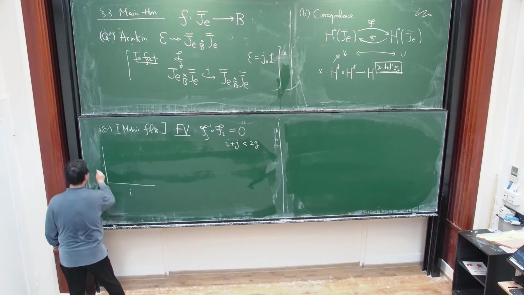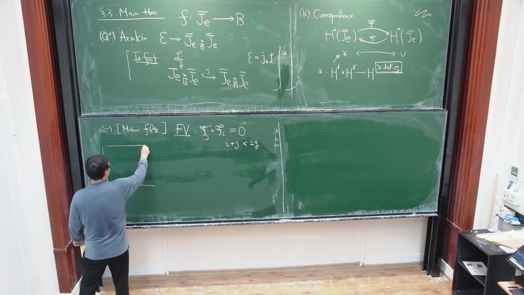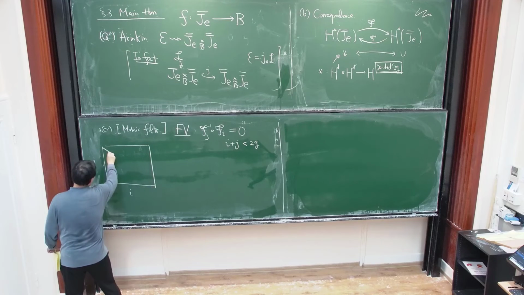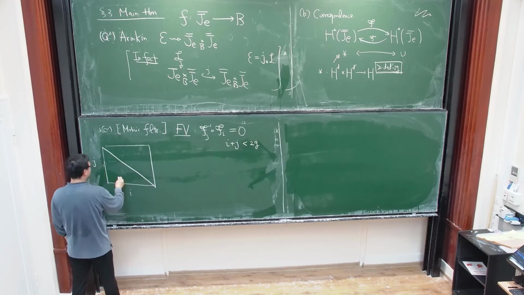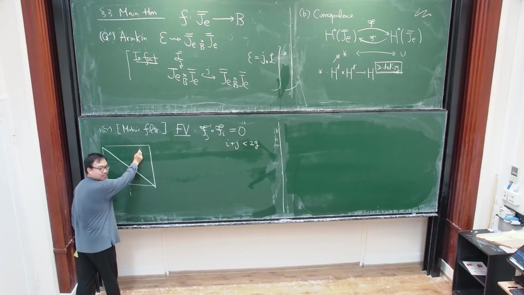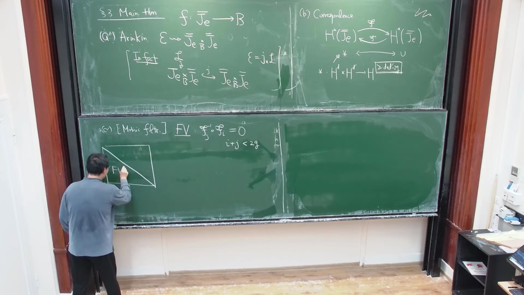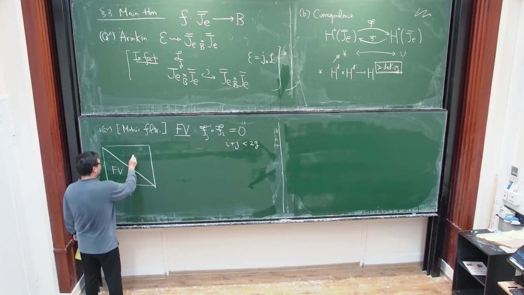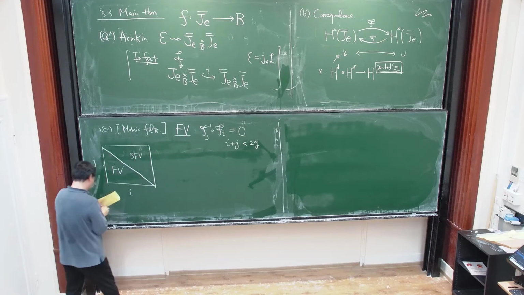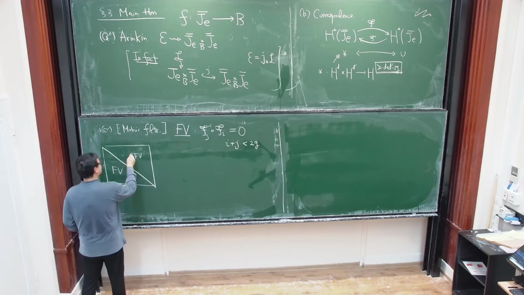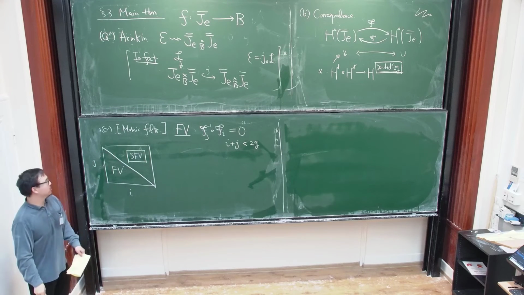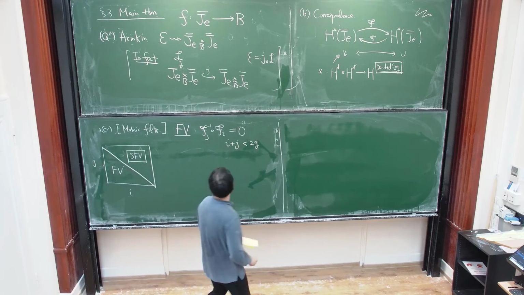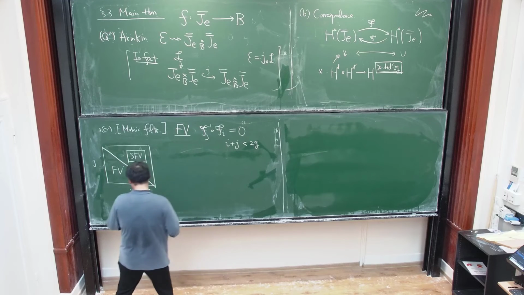So let me draw the diagram. So this is I, and this is J. So this is the diagonal. Previously we have the strong Fourier vanishing, that is, you have vanishing here and vanishing here. But now Fourier vanishing only tells you that vanishing here, and then here you don't have it. In general, it's wrong when there are singular factors.